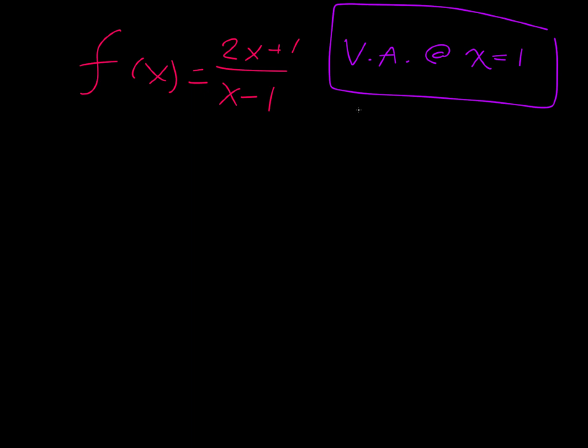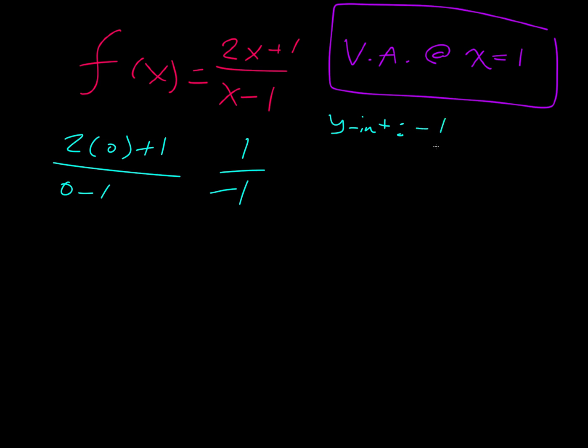Okay, now to find the axis intercepts, we have to plug in 0 for the x's. So 2 times 0 plus 1, over 0 minus 1. So that's going to be 1 over negative 1. And so we have a y-intercept at negative 1.